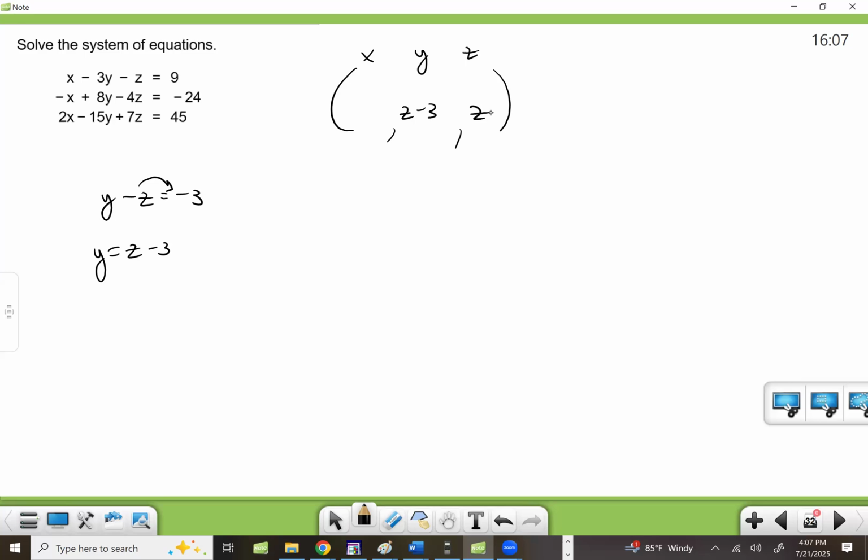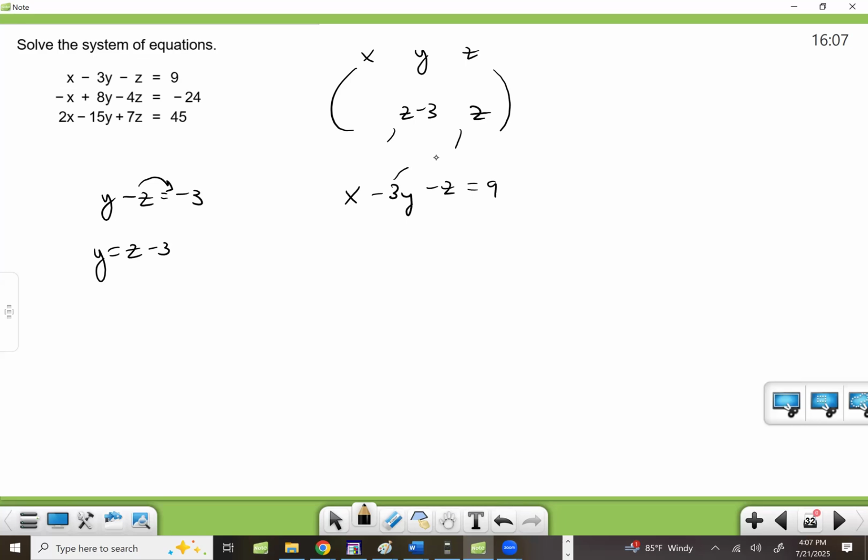So the only thing that we need is x in terms of z. So I'm going to go back to the beginning and pick any equation that has x in it. For me, this one looks the simplest because it has x with a 1 in front of it, which is our ideal. So I'm going to take that equation and solve for the x in that equation.